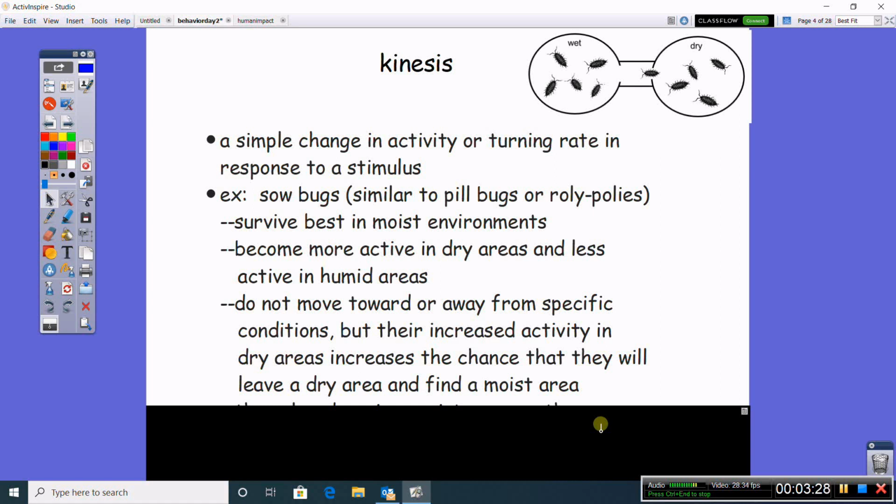And so as it says here, they're not moving toward or away from specific conditions. They're not doing a straight line towards where they want to be, but their increased activity in those dry areas is going to increase the chance that they will leave a dry area and find a moist area. They're basically saying, if I keep moving, eventually I'm going to get out of this area and be in the area that I want to be in.